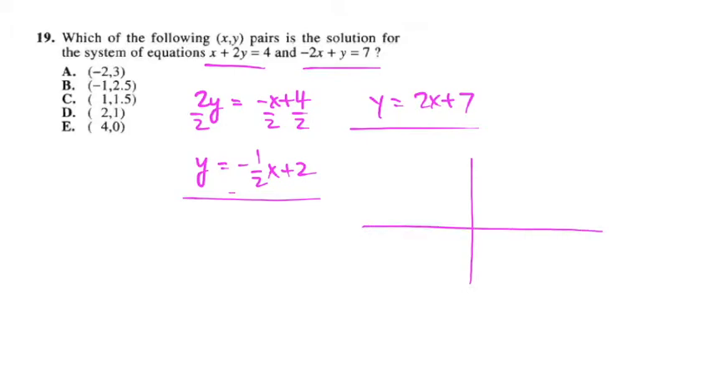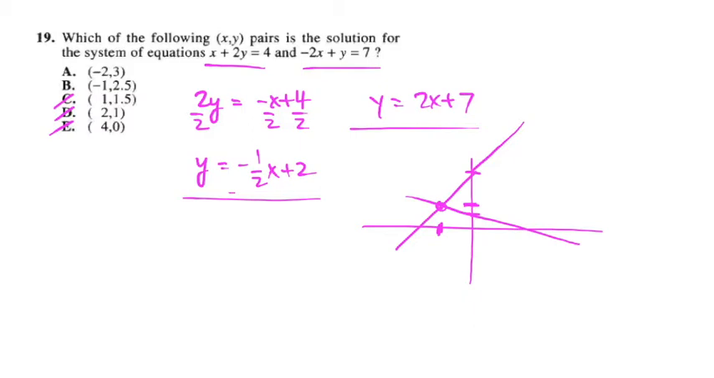y is 2x plus 7. That means that there's a y-intercept at 7, and it has a slope of 2. Negative 1/2 x plus 2 has a y-intercept at 2, and it's going down like that. So this is a rough estimation. So we know that the x value has to be negative, and we know that the y value has to be positive. So we know that it's not going to be one of those three answer choices. It's going to be A or B.